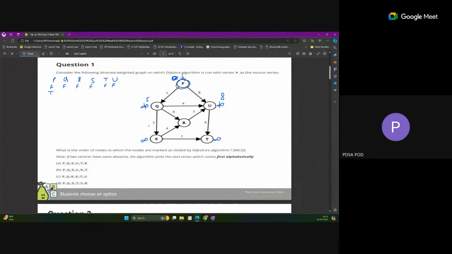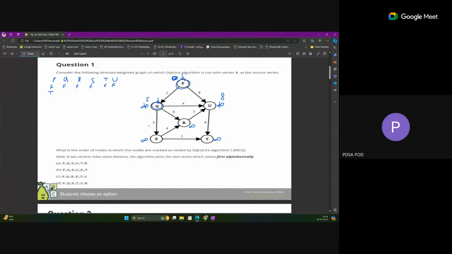In every iteration, we always check which vertex has the minimum distance from the source. P we have already visited. Q is 5, U is 8, and R, S, T are infinite. The smaller one is Q, so that will be selected next to visit. That means we will select Q to visit next.